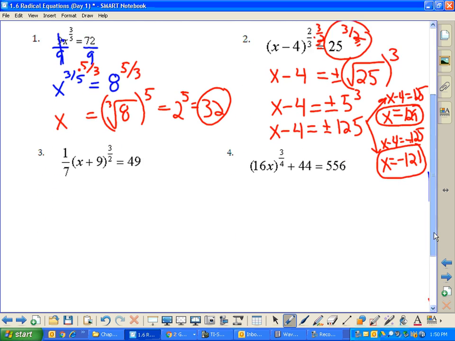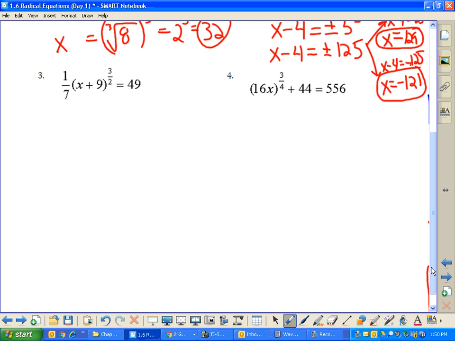All right. Number 3. Do you know how to get rid of that 1/7? Yeah, multiply both sides by 7 over 1. Good, Shanice. So multiply both sides by 7 over 1. So that goes away.